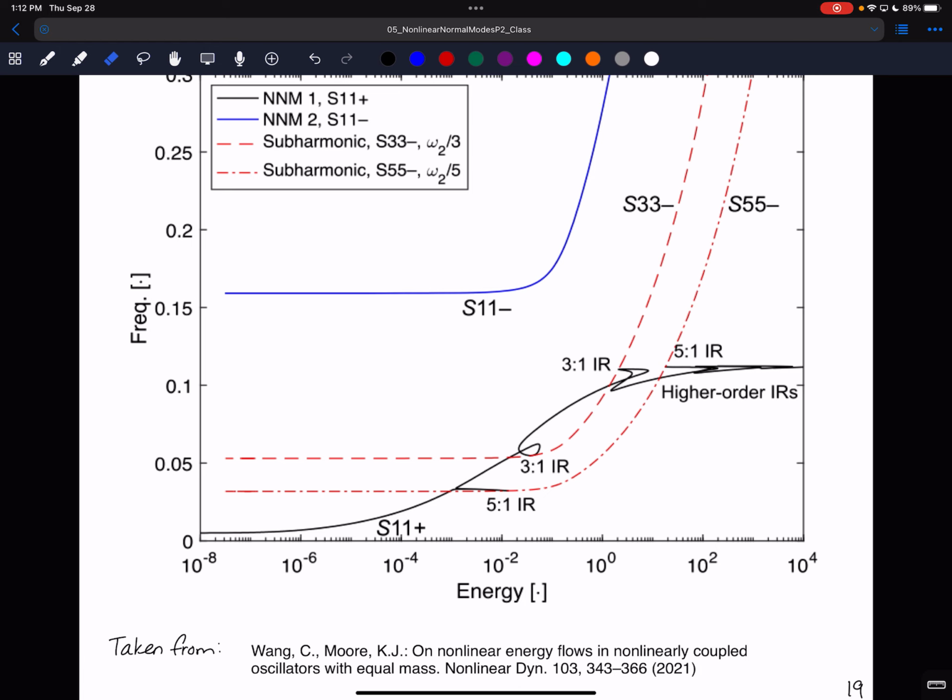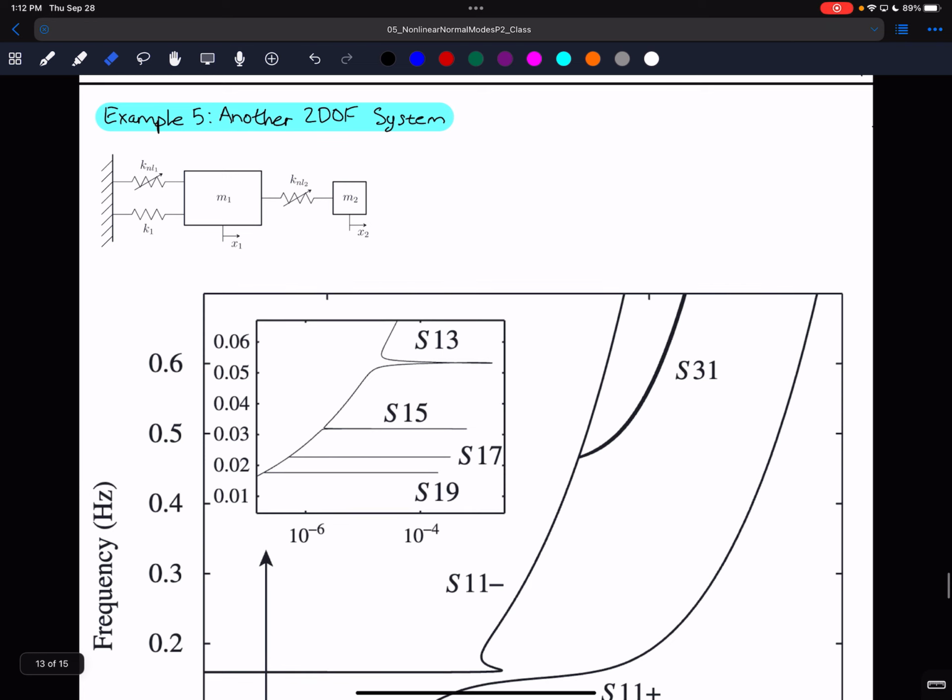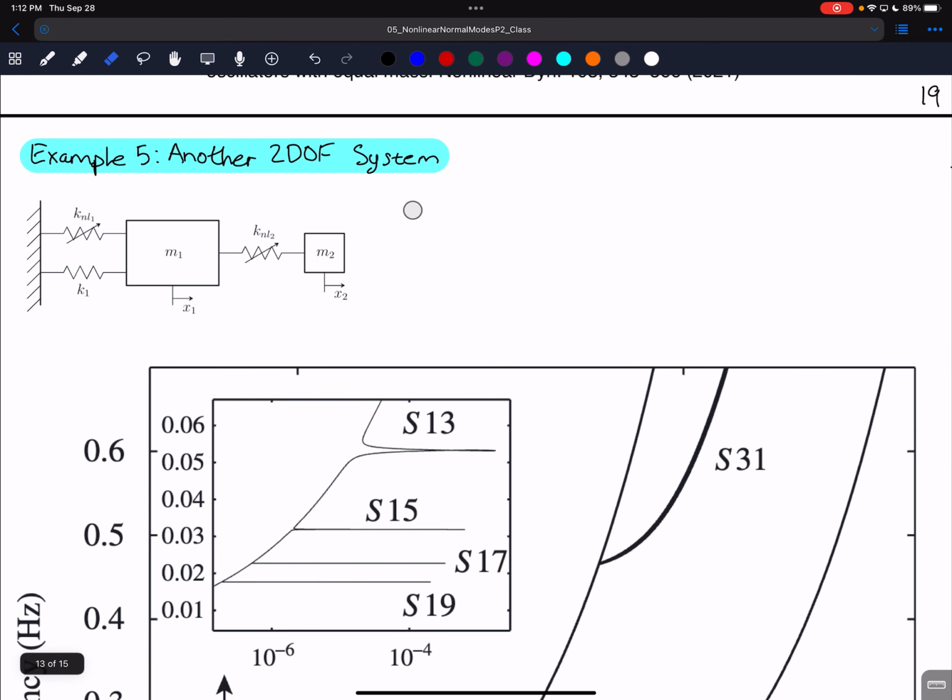Let's take a look at another 2-degree freedom system. In this case, there is a grounding nonlinear spring and a coupling nonlinear spring in this system. We won't write out the equation of motion, but I will give you the values of the parameters. M1 is equal to K1, which is equal to KNL2, and those are all equal to 1. KNL1 is equal to 0.5, and then M2 is equal to 0.05.